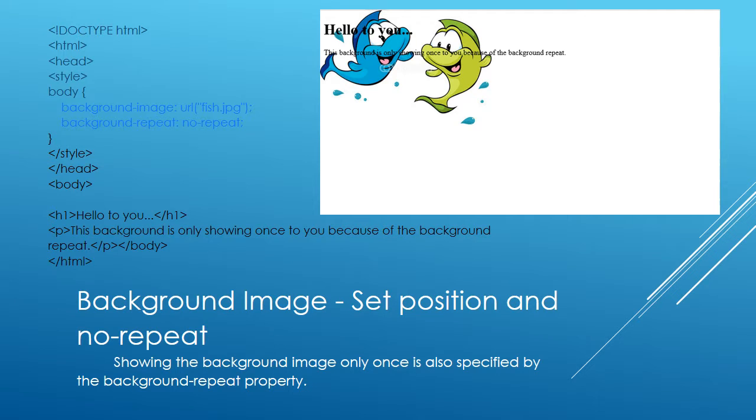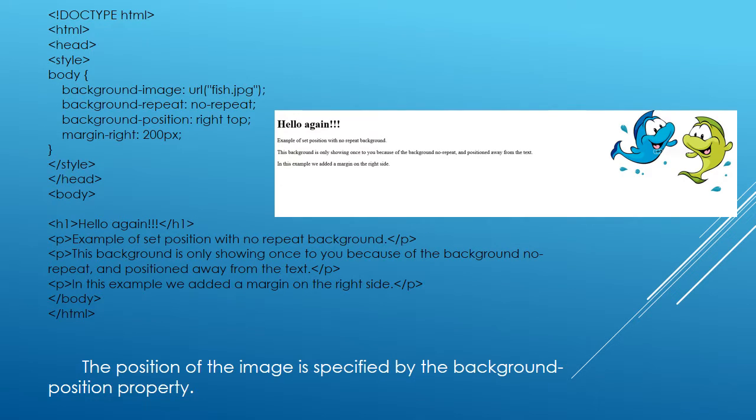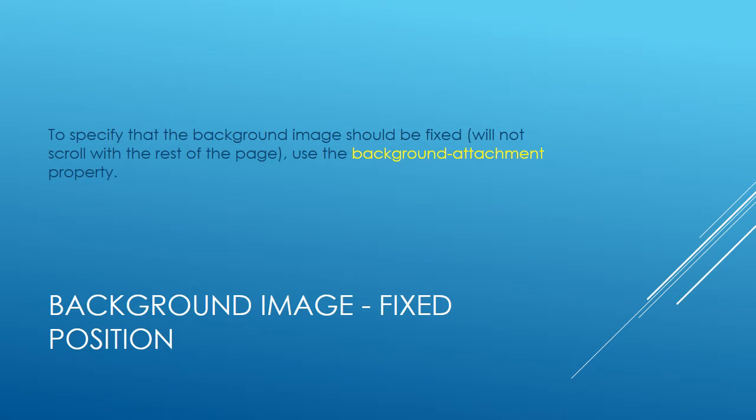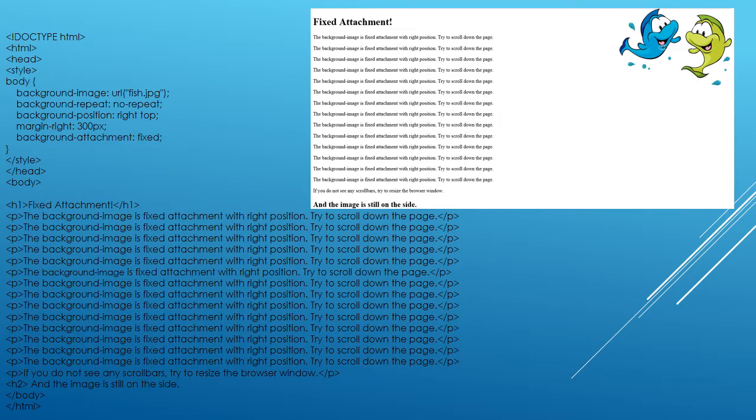Background image: set position and no-repeat. Showing the background image only once is also specified by the background-repeat property. The position of the image is specified by the background-position property. To specify that the background image should be fixed, so it will not scroll with the rest of the page, use the background-attachment property. Here is an example of a background image with a fixed position.